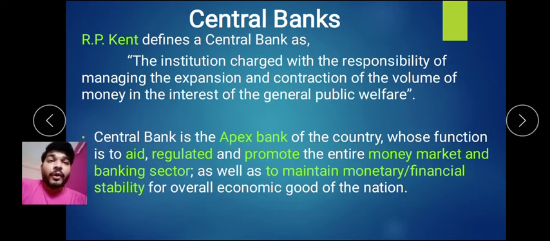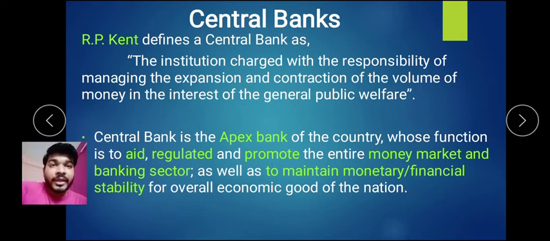Now, central banks. What is a central bank as per R.P. Kent? He defines it as an institution charged with the responsibility of managing the expansion and contraction of the volume of money in the interest of general public welfare. So he says that for the general public, you can do more and more development and expansion with the help of managing money for the overall economy. It is not talking about the individual person or a bank. It is talking about the whole economy.